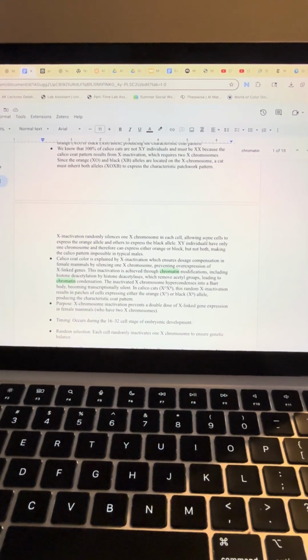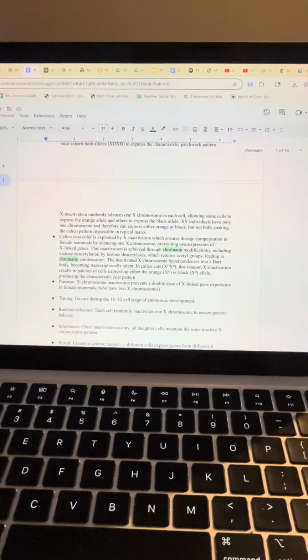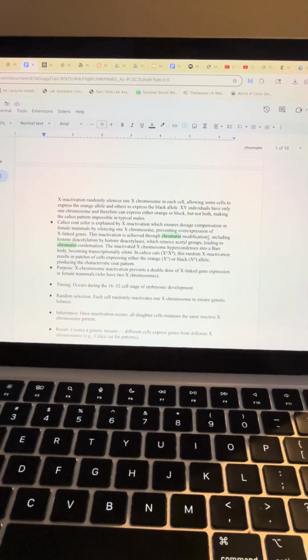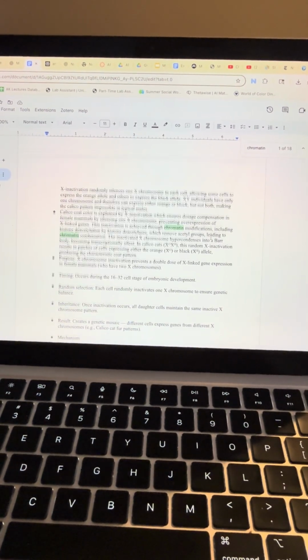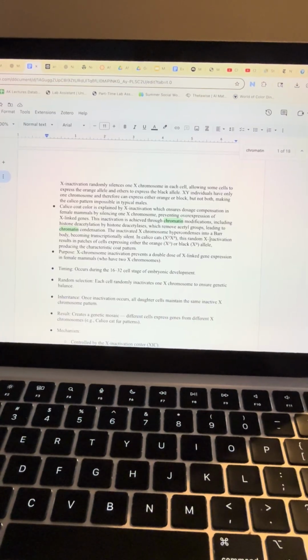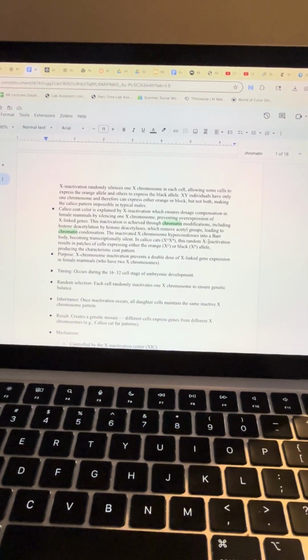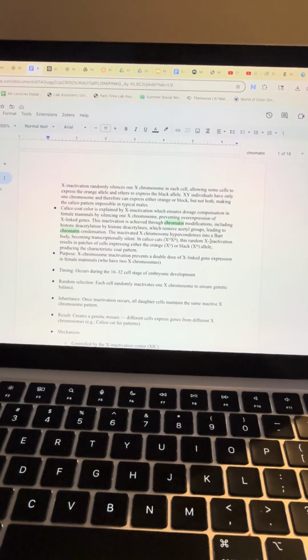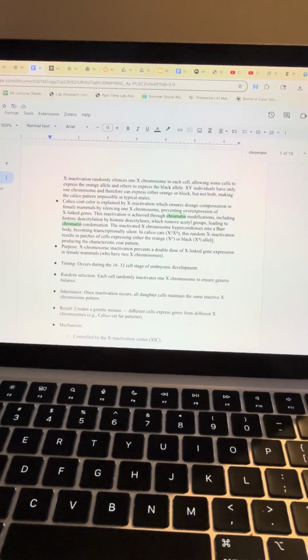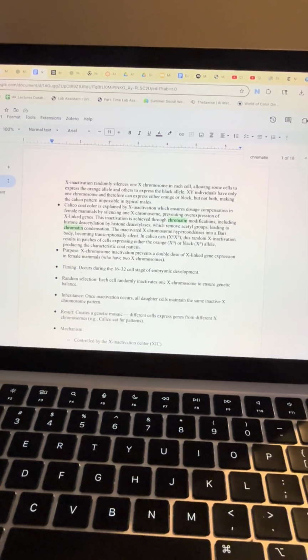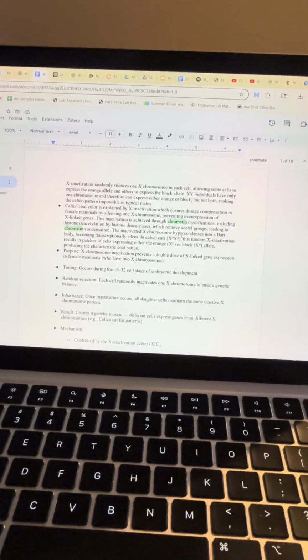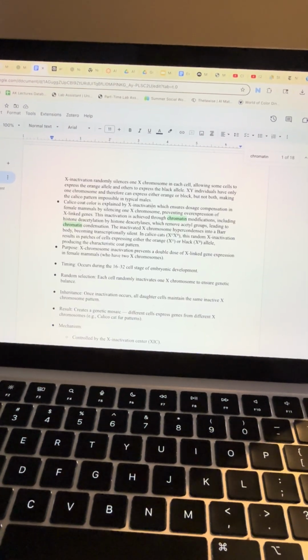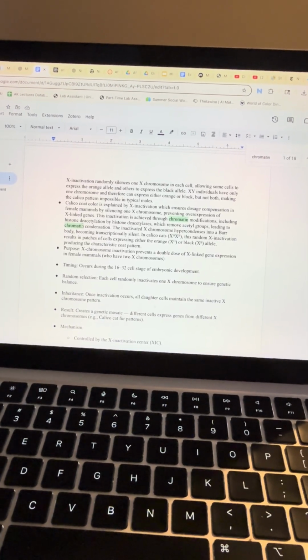X inactivation randomly silences one chromosome in each cell, allowing some cells to express the orange allele and others to express the black allele. XY individuals have only one X chromosome and therefore can express either orange or black, but not both, making the calico pattern impossible in typical males.